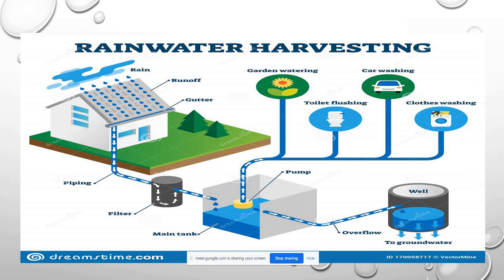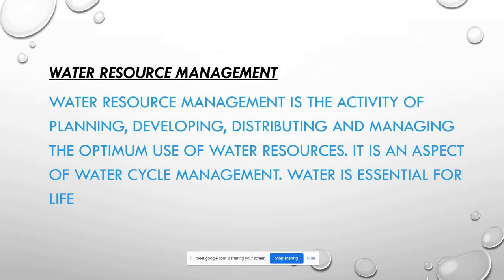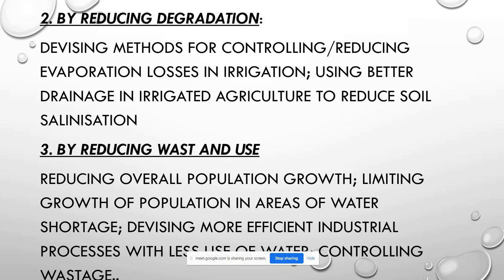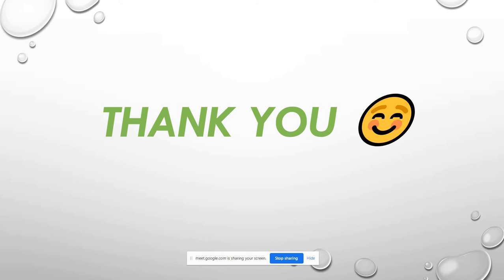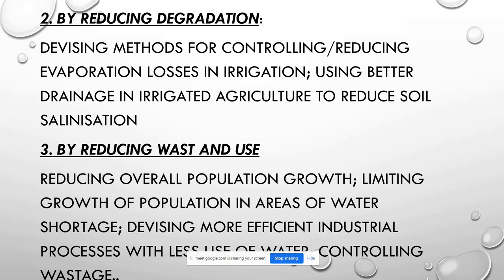Now, reducing degradation means adopting methods for controlling evaporation losses in irrigation. Usually farmers irrigate their agriculture fields through pumping sets. A lot of water gets evaporated, but we can use advanced technology like drip irrigation and the sprinkler method. It can reduce evaporation and we can reduce degradation of water. Also, using better drainage in irrigated agriculture reduces soil salinization.